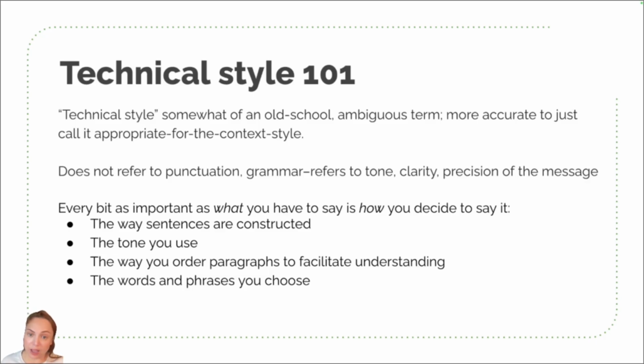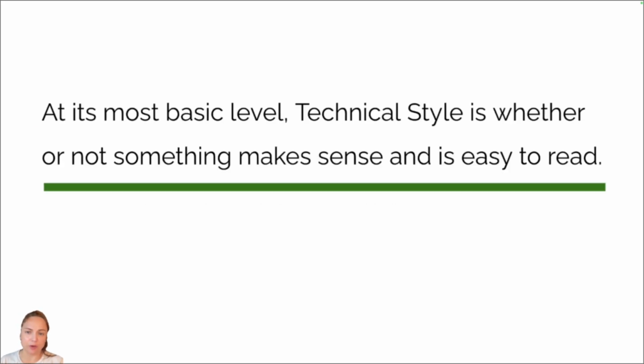But in technical style, the word style doesn't really refer to grammar or punctuation or anything like that. Instead, it refers to tone and specifically the clarity of your writing. Are your sentences constructed in a way that it's easy to understand? Does your writing communicate what you want it to communicate? How precise is it? How specific? As a reader, am I walking away with what you as a writer intended for me to walk away with? That's what we mean when we say technical style.